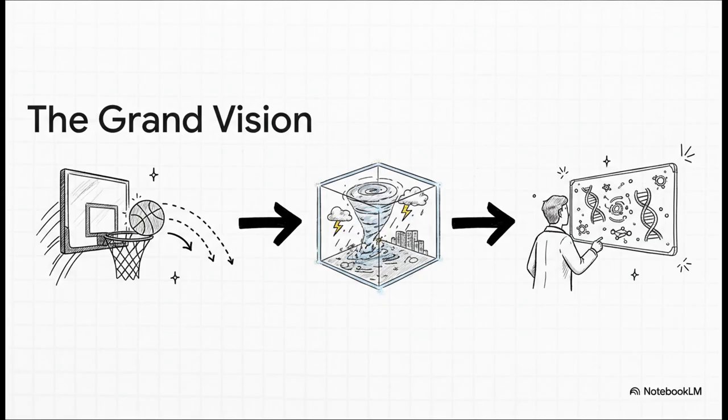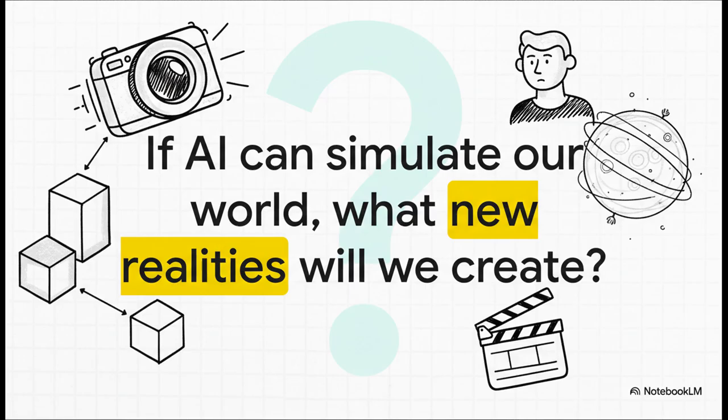And believe it or not, it all starts with the principles we've covered today. Learning how to communicate with these systems, how to direct them, and how to build worlds with intention. So, we've gone all the way from a simple push-in camera shot to the fundamental building blocks of simulated realities. And that leaves us with a pretty profound question to think about. If AI can simulate our world with this kind of accuracy, what new realities will we, as the directors, choose to create?